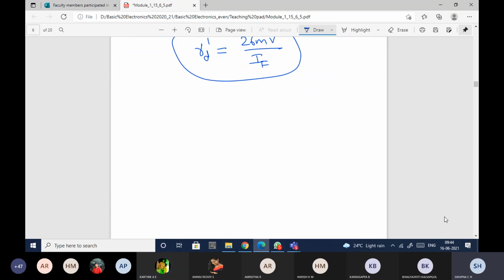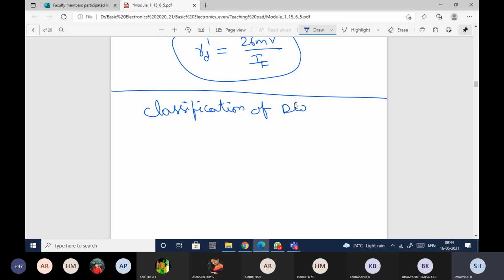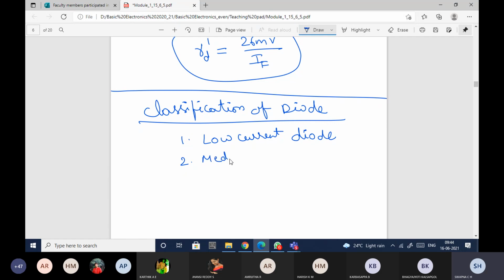Yes, ma'am. Okay, so now I'll go back to the types of diodes. Classification of diodes. Practically, the diodes are classified into 3 types. The first one is low current diode. This is only additional information; otherwise these are not required, but as additional information I'm giving you this. Low current diode, medium current diode, high current diode.